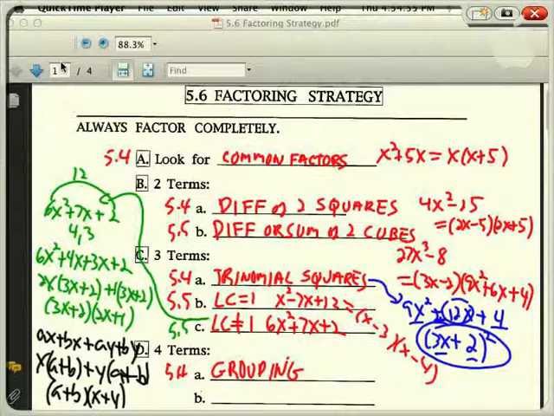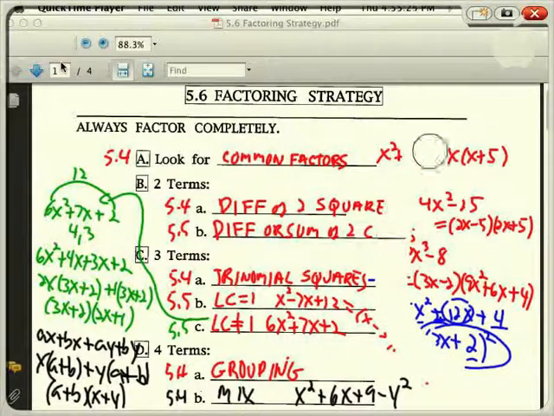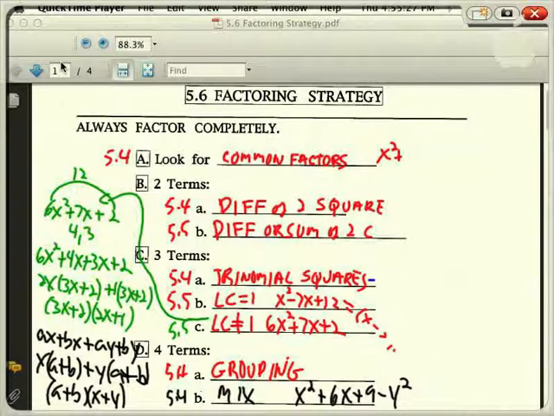Okay, the last kind, which would be found in, I think, 5.4 also, I call a mix. It mixes up things, such as x squared plus 6x plus 9 minus y squared. You can't do that one by grouping. Let's see if I can get some room here. I'll erase some stuff and do it over here in the upper right hand corner. So x squared plus 6x plus 9 minus y squared.